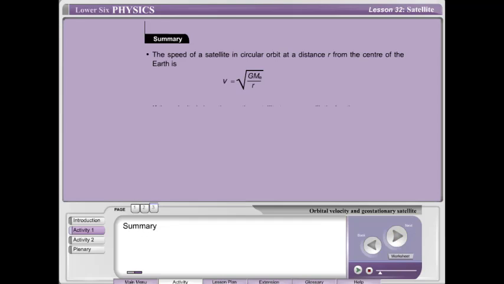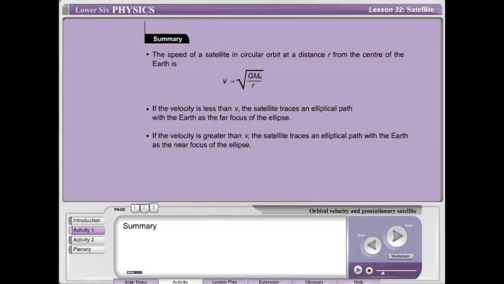Summary: the speed of a satellite in circular orbit at a distance r from the center of the Earth is v equals square root of G Me over r. If the velocity is less than v, the satellite traces an elliptical path with the Earth as the far focus of the ellipse. If the velocity is greater than v, the satellite traces an elliptical path with the Earth as the near focus of the ellipse.